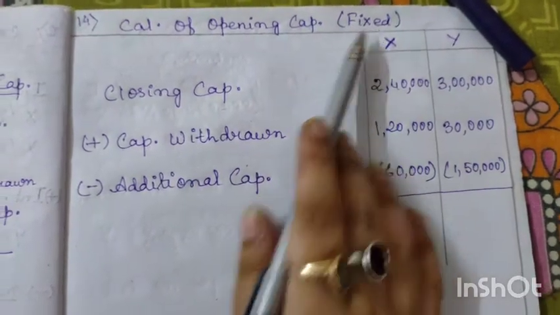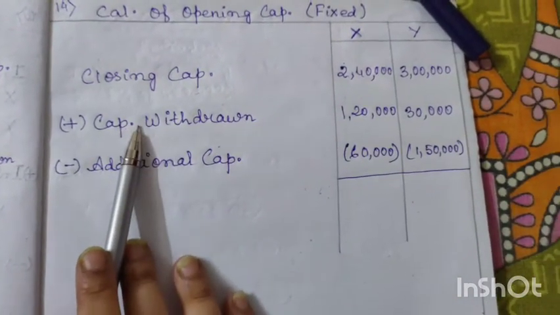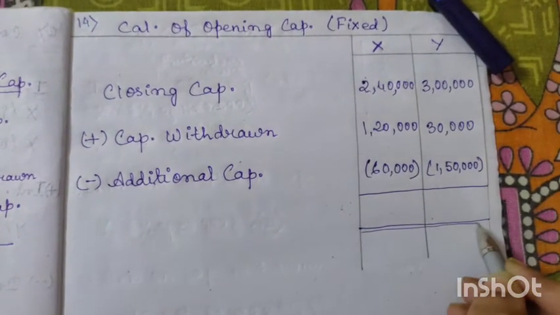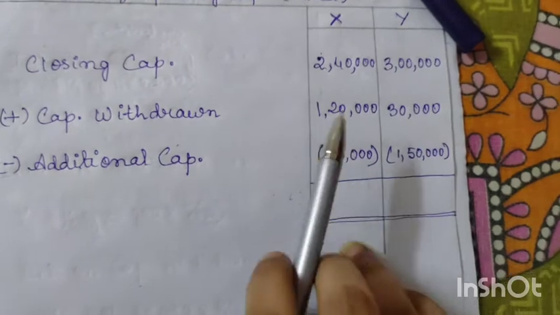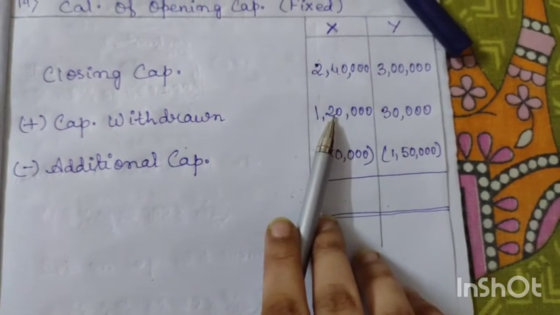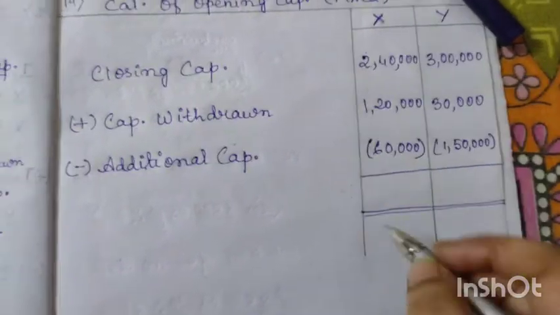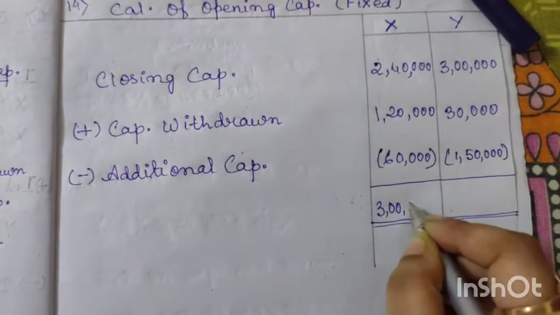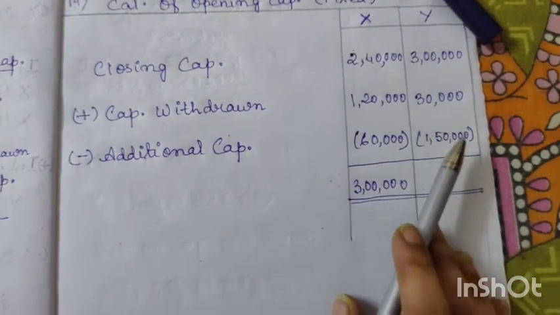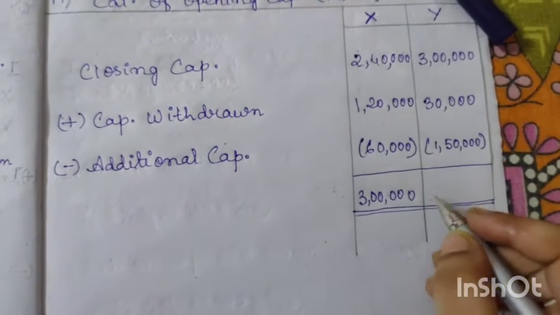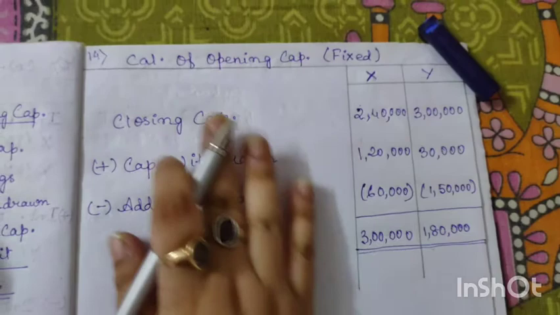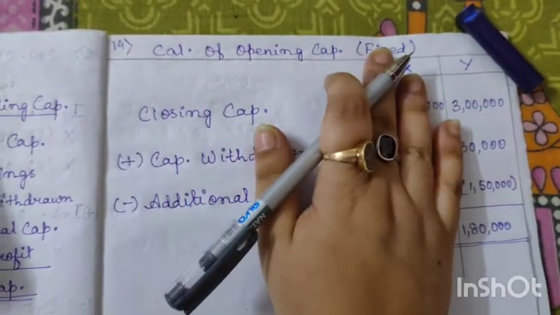So according to the formula under fixed capital method, closing capital plus capital withdrawn minus additional capital. So these are the figures we got. Now we will calculate. So for X, 2,40,000 plus 1,20,000 minus 60,000 is 3 lakh, and for Y, 3 lakh plus 30,000 minus 1,50,000, it will be 1,80,000. So now we got our opening capital under fixed capital method.